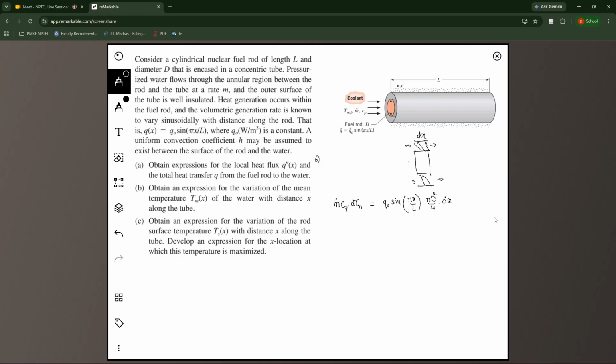So now all we have to do is integrate this equation and get an expression for Tm. So we know the inlet temperature is Tmi. To some distance x we have dTm, which you can solve from here. Take a couple of minutes, solve, and tell me the expression for Tm you are getting from this.